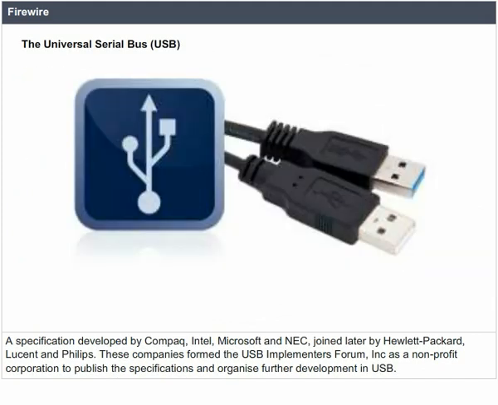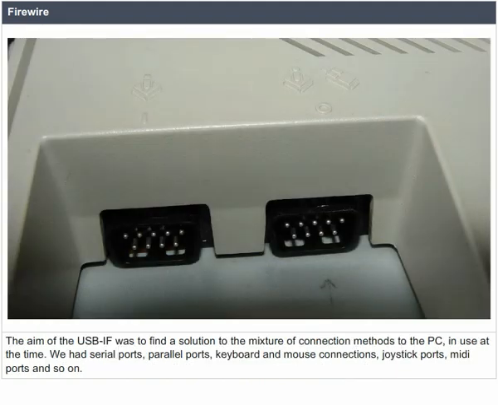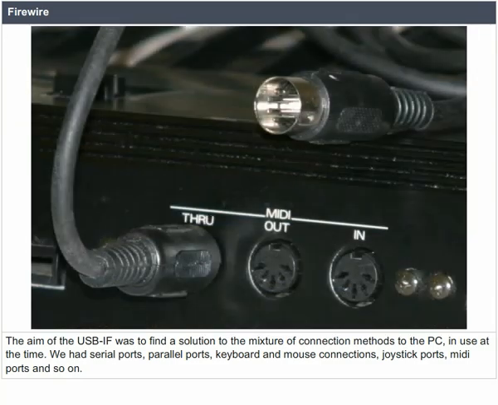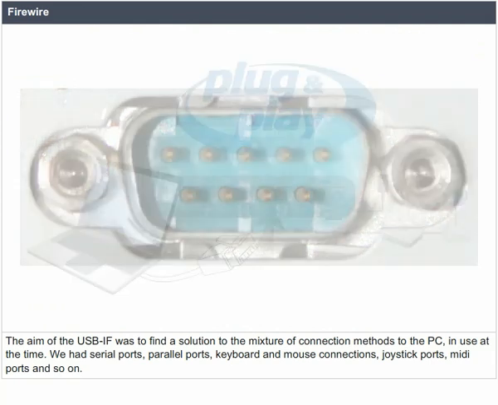The Universal Serial Bus, USB, a specification developed by Compaq, Intel, Microsoft, and NEC, joined later by Hewlett-Packard, Lucent, and Philips. These companies formed the USB Implementers Forum Inc. as a non-profit corporation to publish the specifications and organize further development in USB. The aim of the USB-IF was to find a solution to the mixture of connection methods to the PC in use at the time. We had serial ports, parallel ports, keyboard and mouse connections, joystick ports, MIDI ports, and so on.